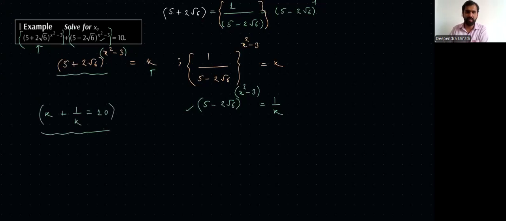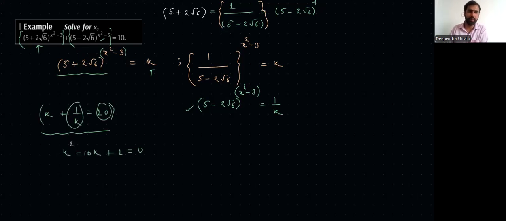Then this becomes 10k, which is brought on the left hand side as minus 10k. And here it is left with 1. So this is your quadratic equation now. Now, I think that splitting the middle term might not work here. So I'll solve it with the help of the quadratic formula.